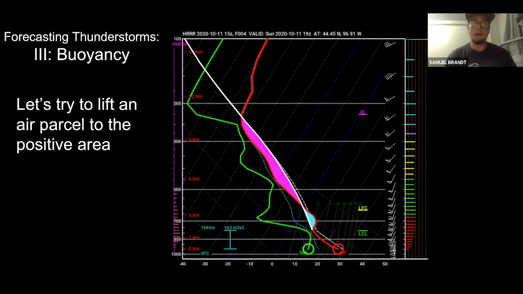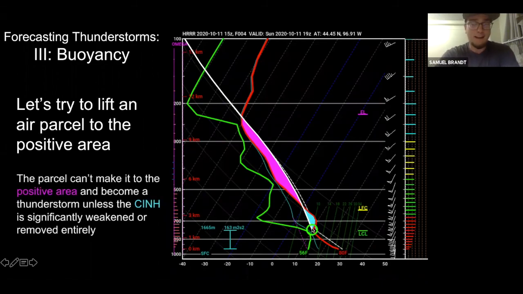So now let's try and lift an air parcel to this positive area, because if we get it there, theoretically, it'll start accelerating upwards and we've got ourselves a thunderstorm. Easy peasy, right? So let's just send it upwards. All right, it's starting to go up and uh-oh, that's not good. All right, so it came right back down.